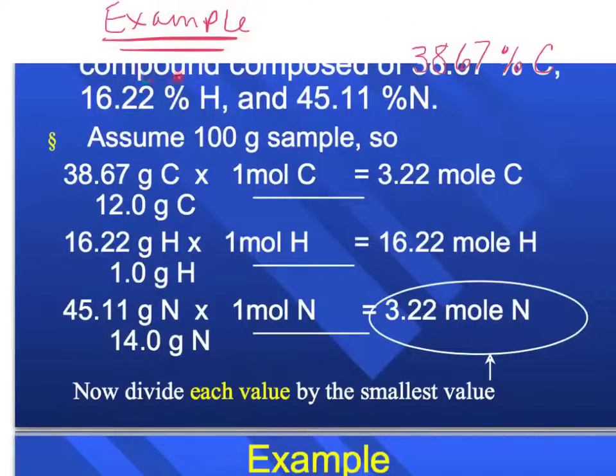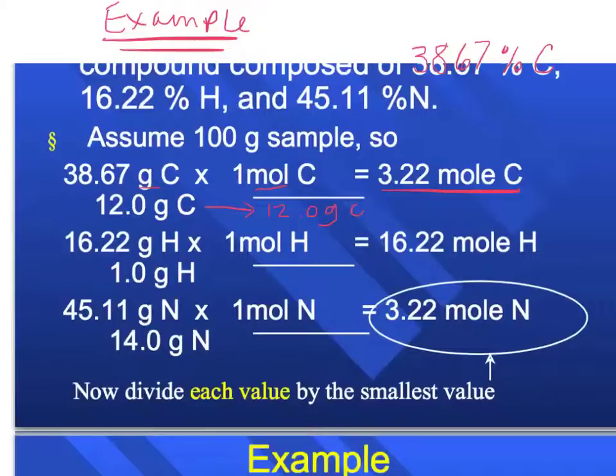So our problem has a compound composed of 38.67% carbon, 16.22% hydrogen, and 45.11% nitrogen. In order to determine the empirical formula of this compound, we're going to have to assume we have a 100-gram sample. So remember what we said on the last slide. We're going to take this percent and immediately convert it into grams. So we say that we've got 38.67 grams of carbon. Then we need to convert that into moles. And this actually should be scooted underneath here to 12.0 grams of carbon. So we're converting the grams to moles, and then we come up with moles of carbon.